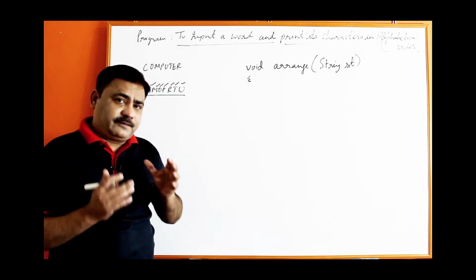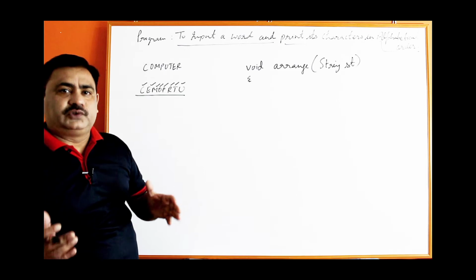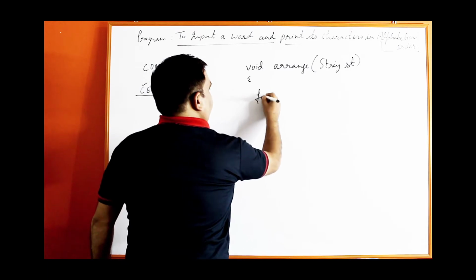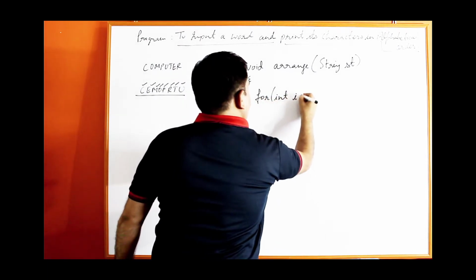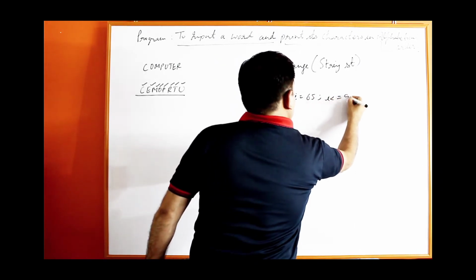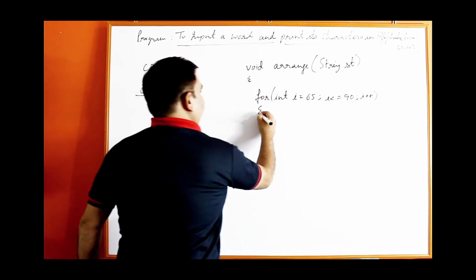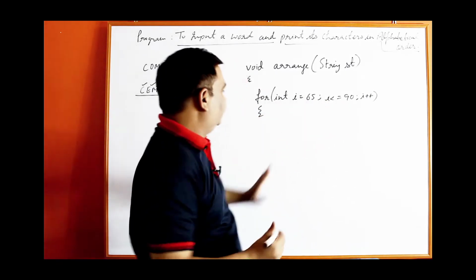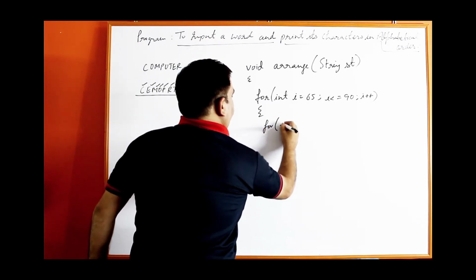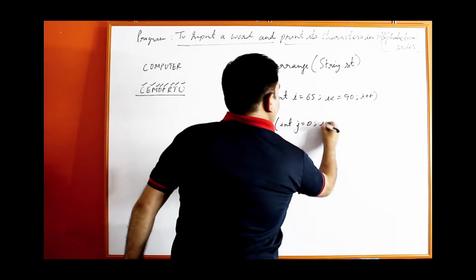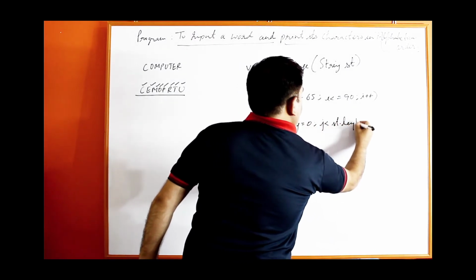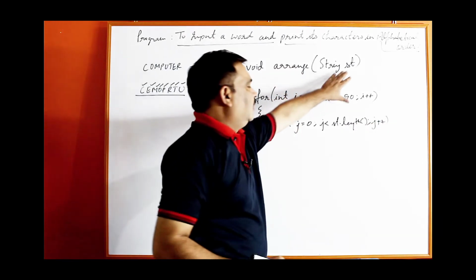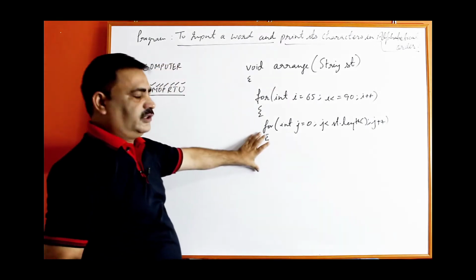So we have to make two loops. First of all, for the alphabets A to Z, either using ASCII codes or you can make the loop from A to Z. The first loop is for int i equal to 65, i less than or equal to 90, i plus plus: 65 to 90 are the ASCII codes of alphabets A to Z. Second loop, for int j equal to 0, j less than st dot length, because we have to traverse the whole string within this loop.